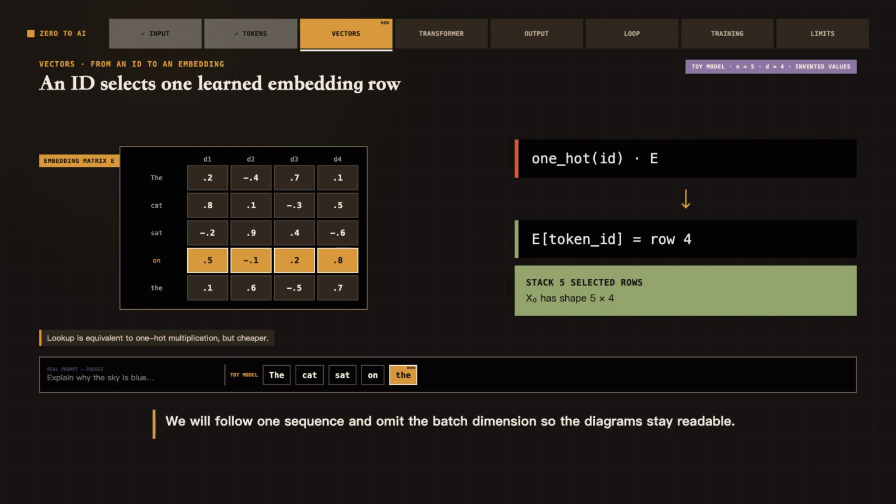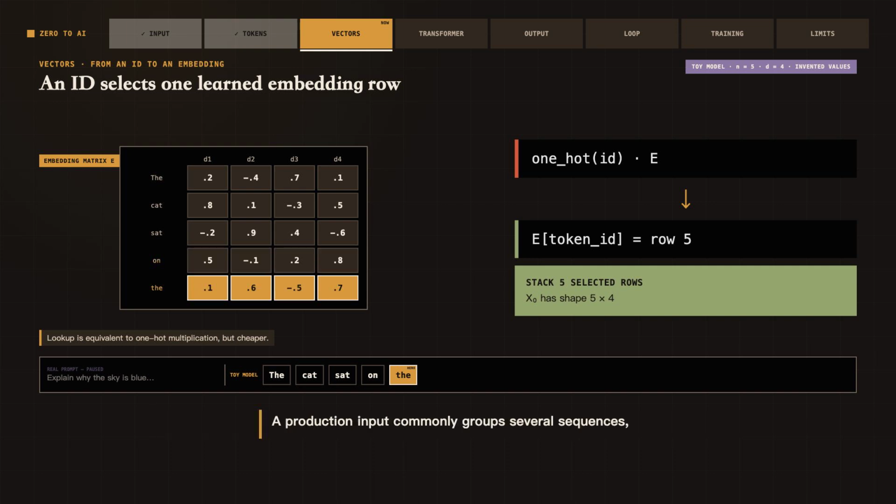We will follow one sequence and omit the batch dimension so the diagrams stay readable. A production input commonly groups several sequences, giving an activation tensor with a batch dimension such as B by N by D. For a toy model with 5 tokens and a width of 4, X0 has 5 rows and 4 columns. Real models use much larger widths, but the operation is the same.